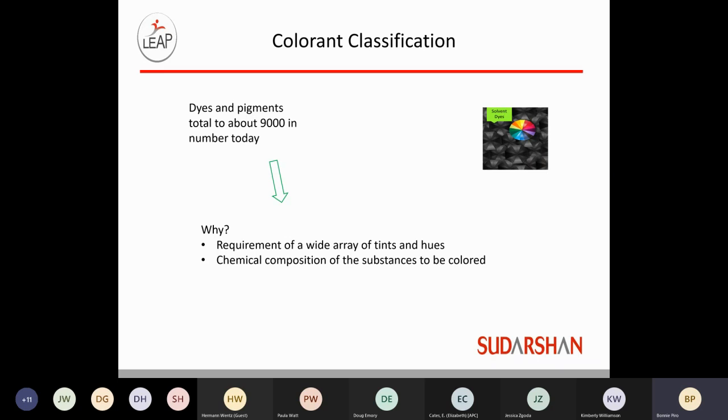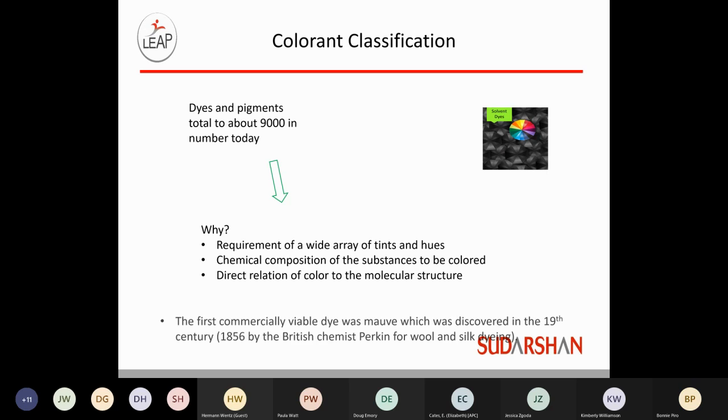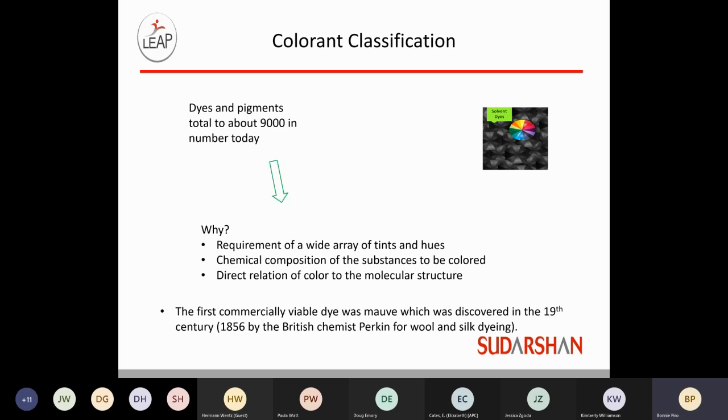The second reason is the chemical compositions of the end substance that needs to be colored. Not every colorant will work in every final application, so we have to match up both the chemistry of the colorant as well as the chemistry of the end application. There is, as we know, a direct relation of color to the molecular structure of that particular colorant. For dyes, the first commercially viable dye was a mauve in color, which was discovered in the 19th century by a British chemist named Perkin, and he used that for coloring wood and silk dyeing.